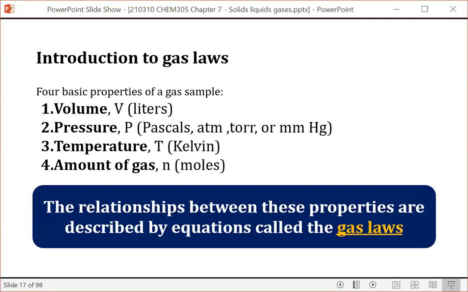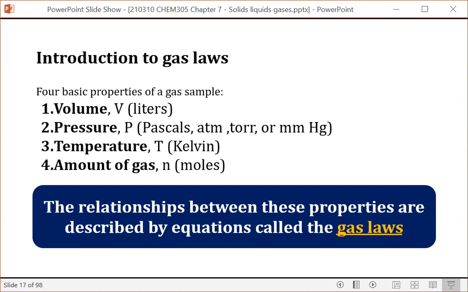There are four basic properties of a gas sample. There's the volume of the gas, which we're going to be measuring in units of liters. There's the pressure of the gas. We're going to be using units of pascals, atmospheres, torrs, or millimeters mercury, and we'll talk more about those units. There's temperature, which we typically use kelvins for when we're talking about gas laws. And there's the amount of gas, which is abbreviated n, for moles.